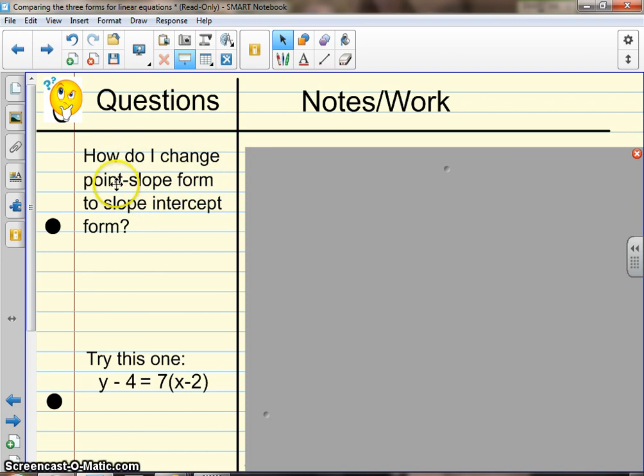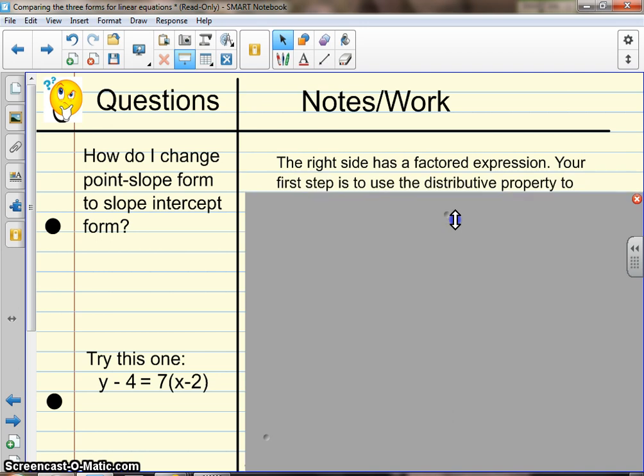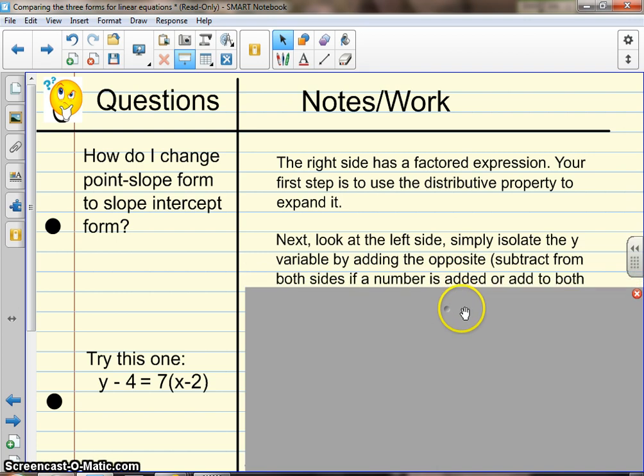How do I change point-slope to slope-intercept form? Well, that's kind of tricky. So let's see here. The right side of the equation where you saw the parentheses, that's in factored form. Your first step is to use the distributive property to expand it. After you've done that, you're going to look to the left side and try to simply isolate the y variable. Now if you're adding to the y, then you'll subtract by that number. If you're subtracting from the y, you're going to add the opposite.